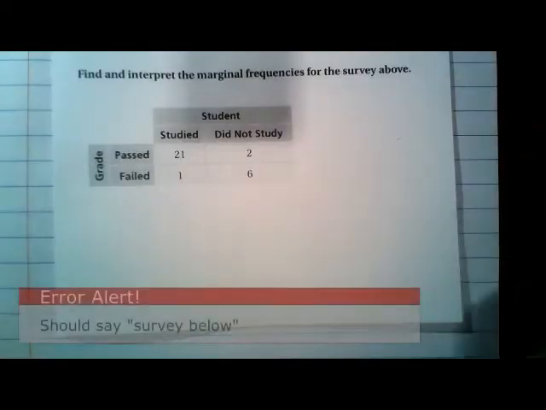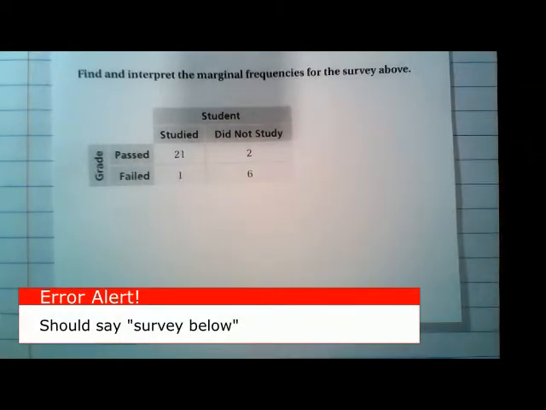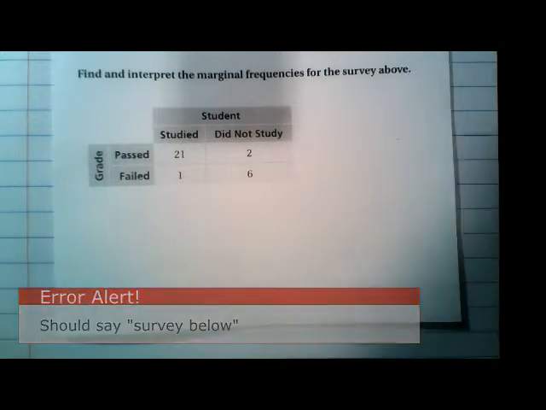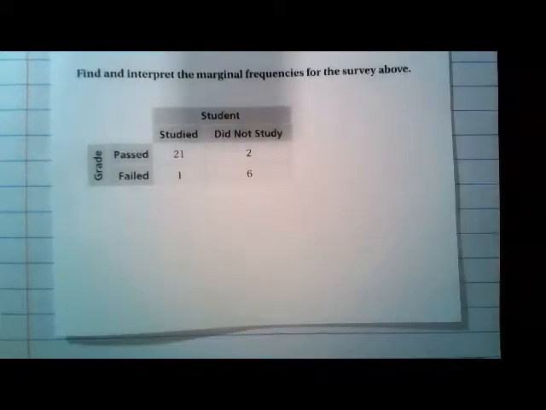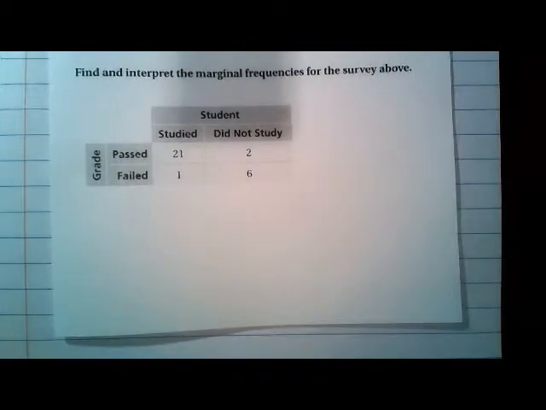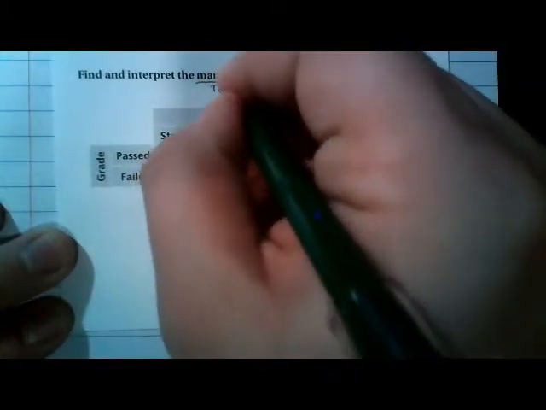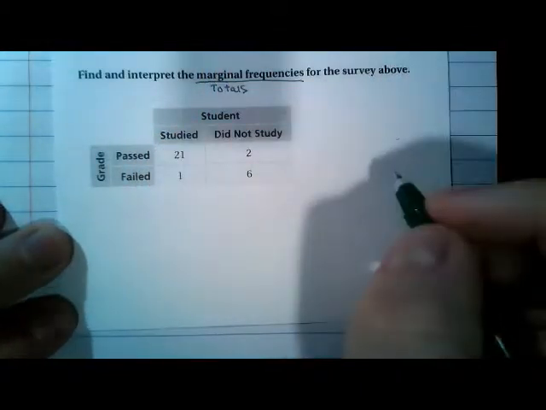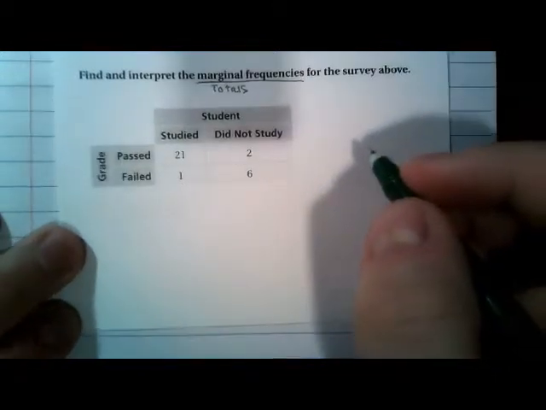In this problem here, it says find and interpret the marginal frequencies for the survey above. So we've got some vocab to go over. What does marginal frequency mean? Marginal frequencies are basically the totals. So find and interpret the totals.